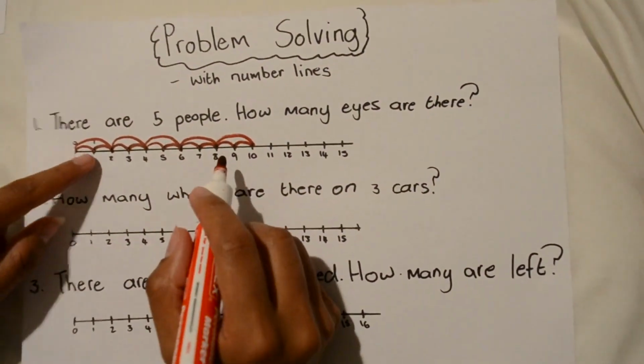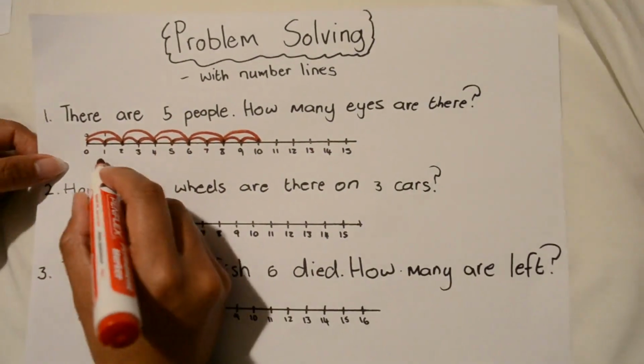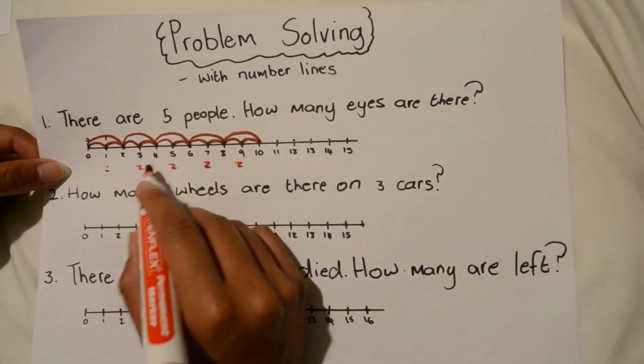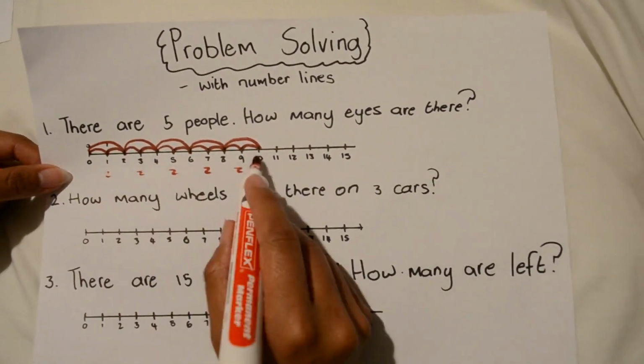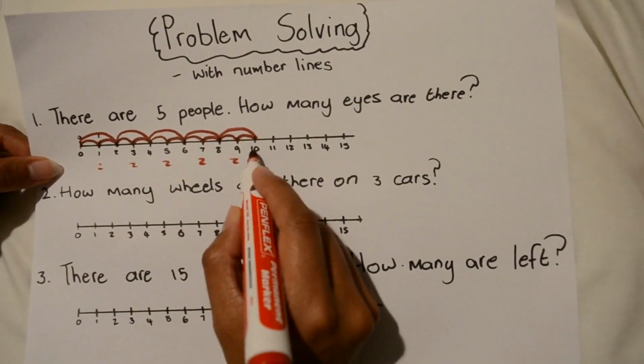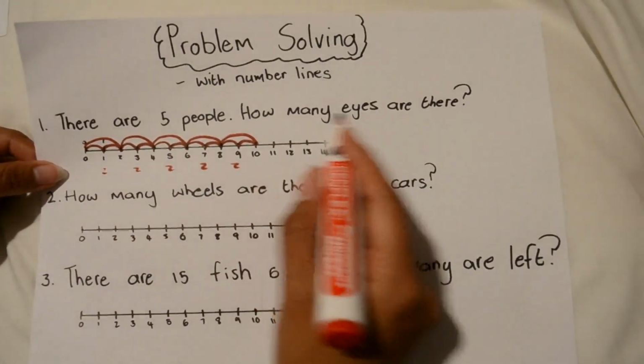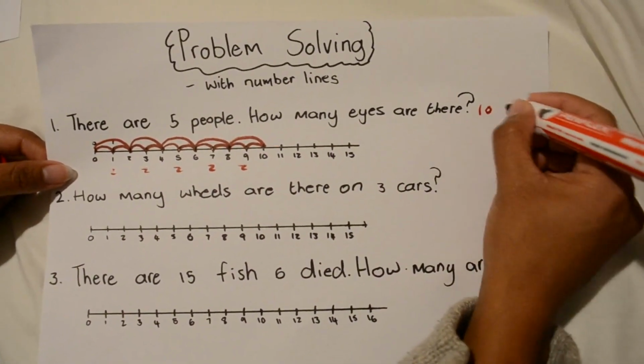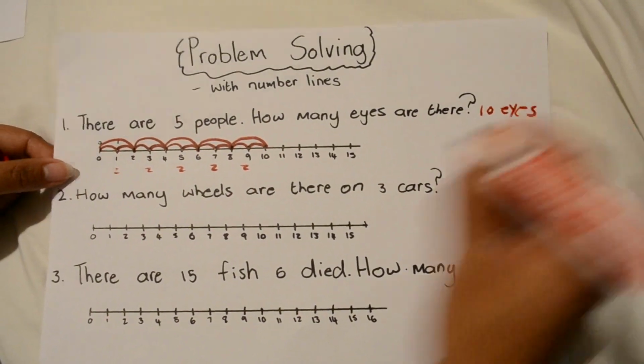Okay, so all together, here's the two eyes. There's two eyes there. Two, two, two, two. And if you put them all together, it all comes to 10 eyes. So how many eyes are there? All together, there are 10 eyes. Okay, 10 eyes.